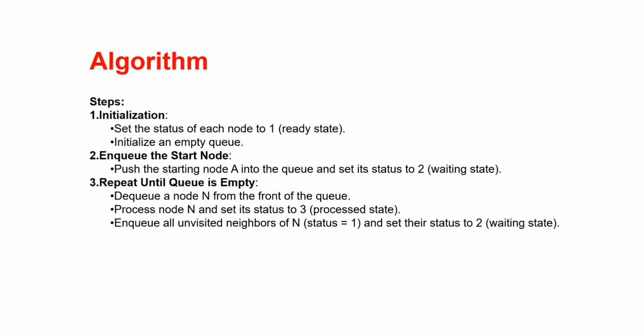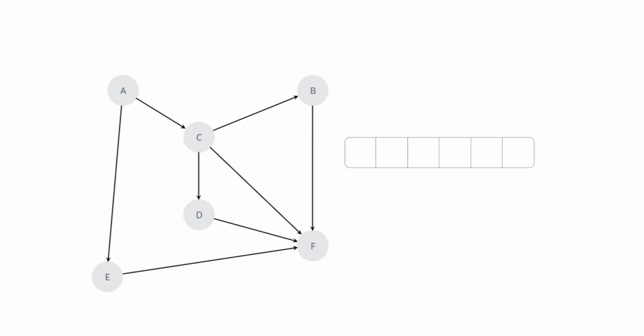Dequeue a node, which is the node being explored. Visit the node and process it. Then enqueue all its unvisited neighbors into the queue, marking them as visited. This is the algorithm for BFS. Now let's explain BFS steps on a graph. This is the visualization of breadth first search. This is the example graph, and we are performing a breadth first search traversal.